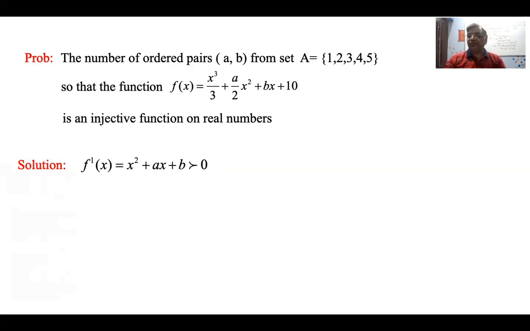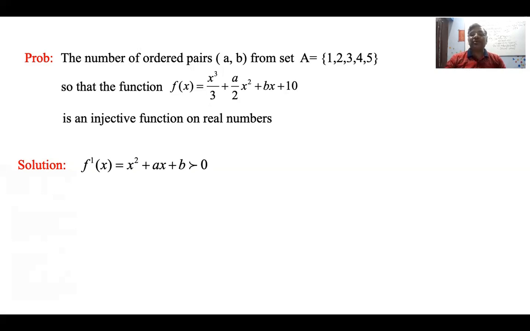Now you calculate f dash of x, which is x square plus ax plus b. Because the x square coefficient is positive there, I can make it totally positive for every x. So f dash of x is x square plus ax plus b.